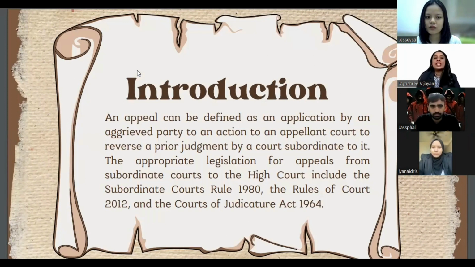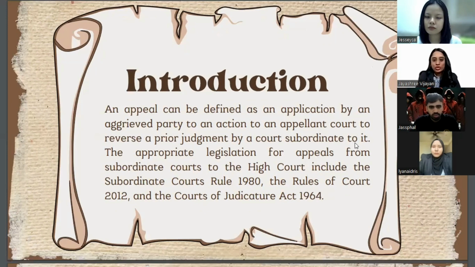So, what is appeal? Appeal is basically a request from someone who feels unsatisfied about a court's decision that they have tried. So what they do is they ask the higher court to review the judgment that was given in the lower court, in the belief that the lower court has made a wrong judgment about the case that they have taken action towards. The laws applicable to appeals include the Subordinate Court Rules 1980, the Rules of Court 2012, as well as the Courts of Judicature Act 1964.